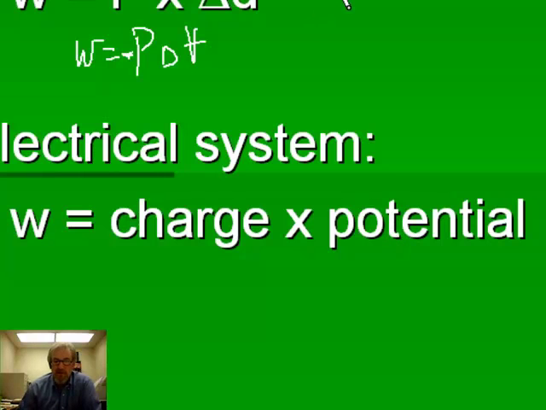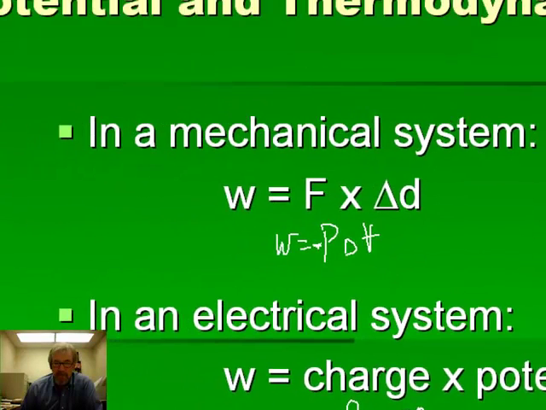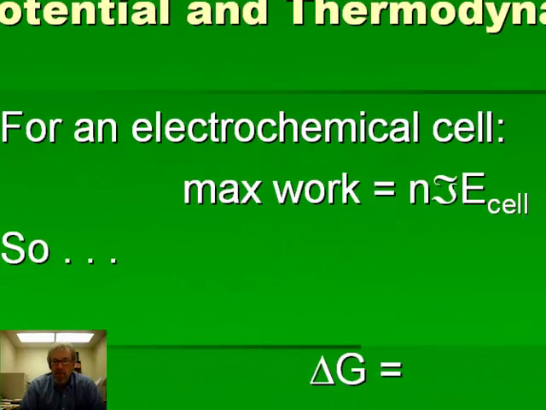Now, if you think about the charge, that can be calculated in an electrochemical cell by taking the number of moles times Faraday's constant. Remember, Faraday's constant tells you how many coulombs per mole of electrons. If you multiplied 96,500 coulombs per mole times the number of moles, you'd have the total charge. And then if you multiplied that by potential, which in an electrochemical system is E cell, you would have work in terms of electrochemistry. So for an electrochemical cell, the maximum work that's available is equal to the number of moles of electrons transferred in the redox reaction times Faraday's constant times the cell potential.